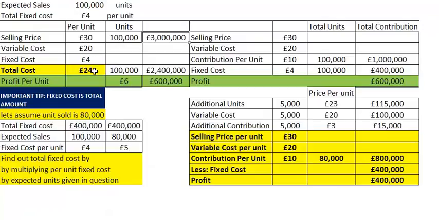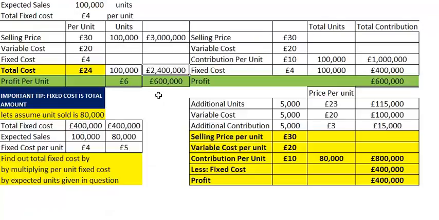We multiply total cost by total number of units, 100,000 units. When we multiply 24 by 100,000, we get 2.4 million total cost. Our profit is 3 million sales revenue minus 2.4 million total cost. Total profit is 600,000.